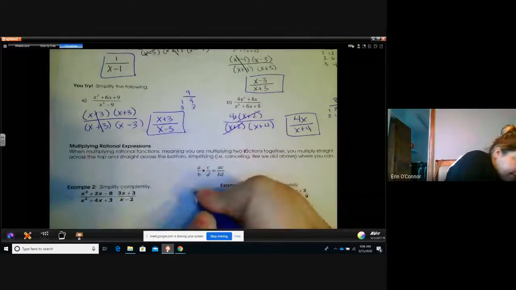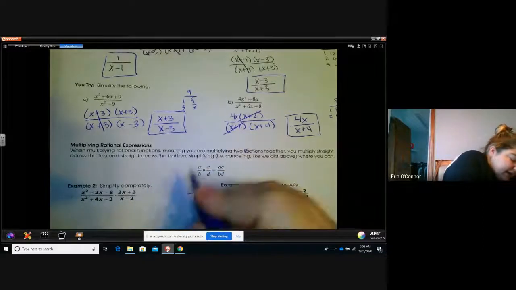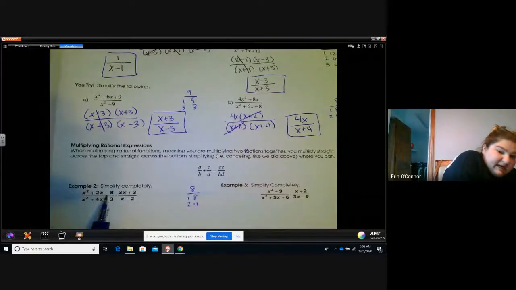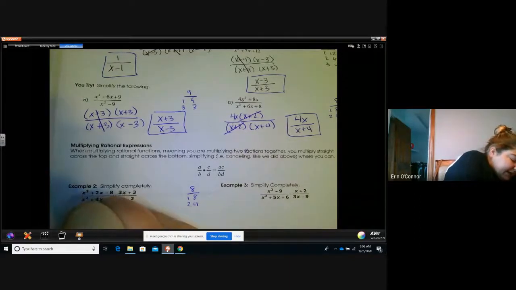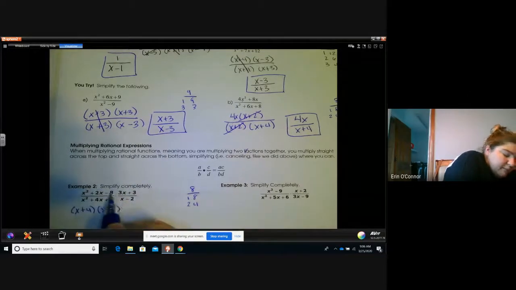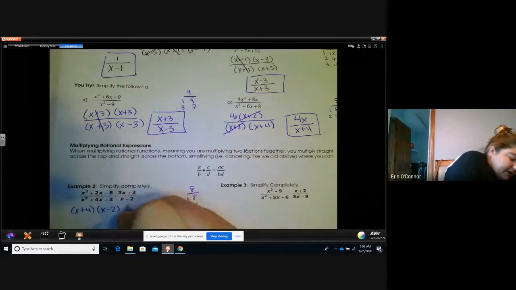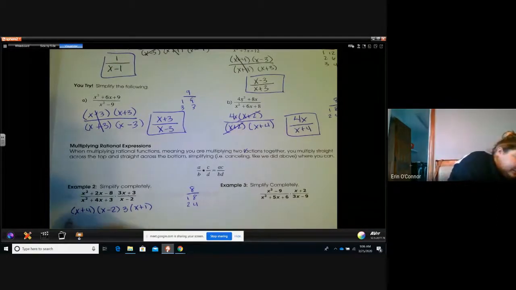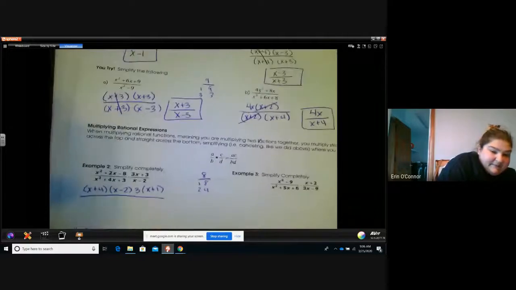So I need to find factors of 8. And I have 1, 8, 2, 4. They need to subtract, or be different signs, to give me a positive 2. So I have x plus 4, x minus 2. And then I'm multiplying it by this on the top. I'm going to take out the GCF, and I get 3 times x plus 1. So that's going to help us see if there's anything that's alike.